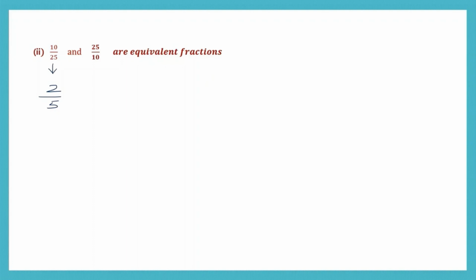Let's take the other one, 25 by 10. Let's divide both by a common factor. And the common factor here is 5. So now let's reduce. 5 into what is 25? 5 fives are 25 and 5 twos are 10. So here, this fraction, when we reduce to the lowest term, what did we get? We got 5 by 2.